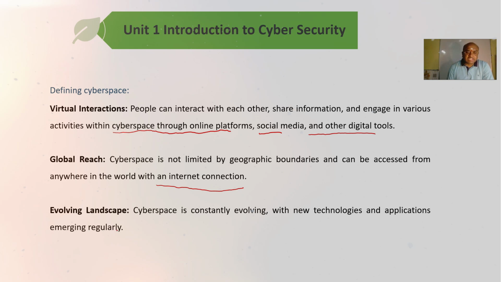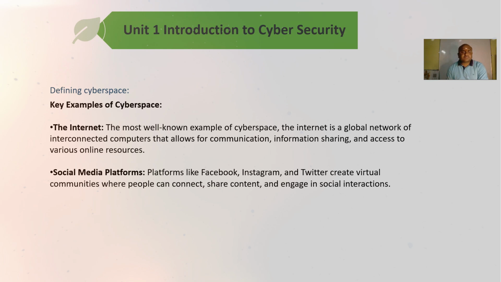Then, coming to the next point, the evolving landscape: cyberspace is constantly evolving, with new technologies and applications emerging regularly. We can see how WhatsApp evolved from its original version to the latest version. It gives end-to-end encryption, and 7-day or 1-day disappearing messages are also available. There are some advantages and disadvantages with the new technologies. It is up to the user how he accesses that. So many applications are also coming regularly. So we will move to the next slide.